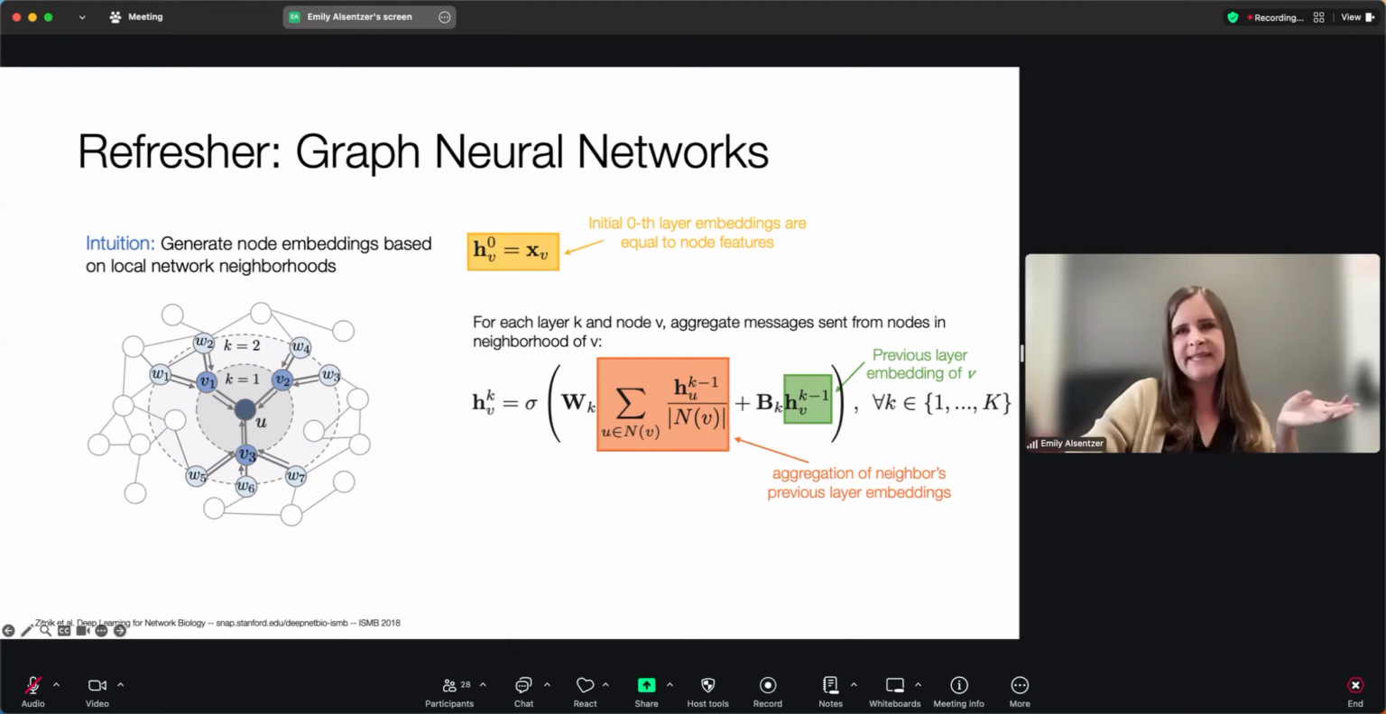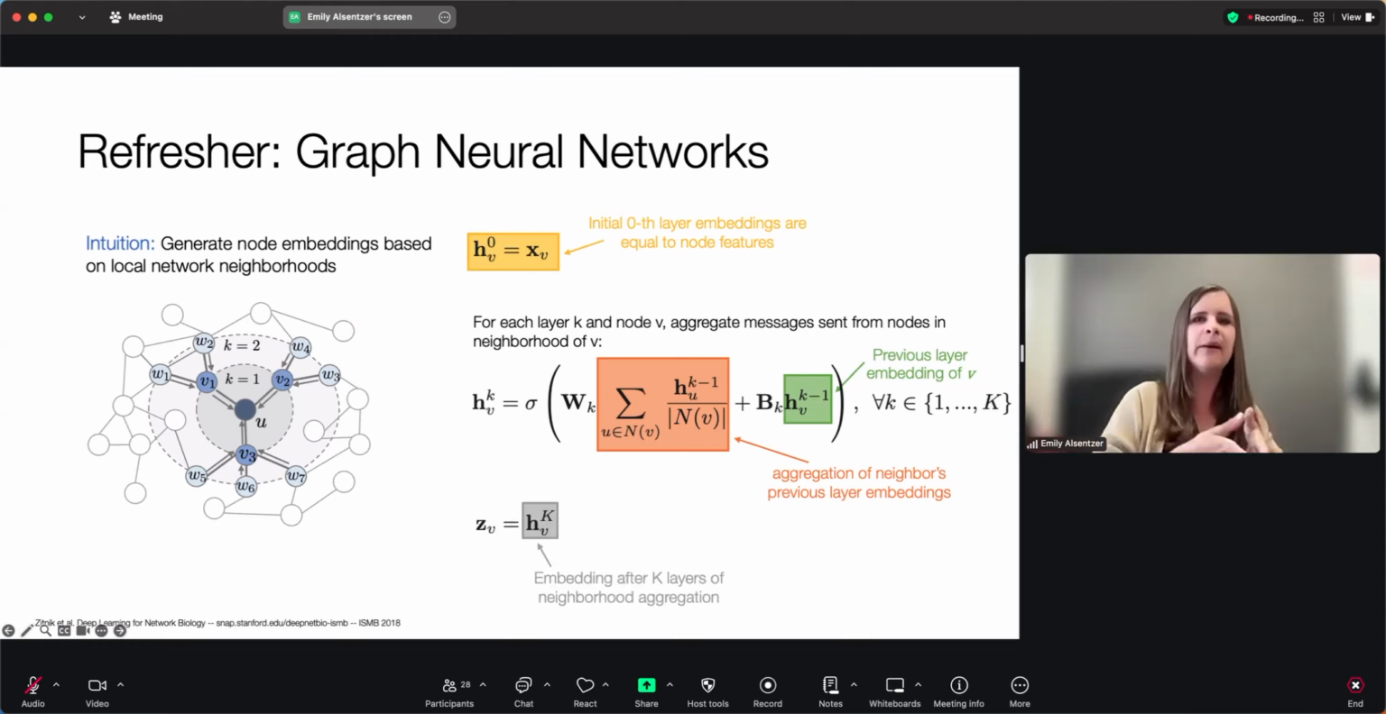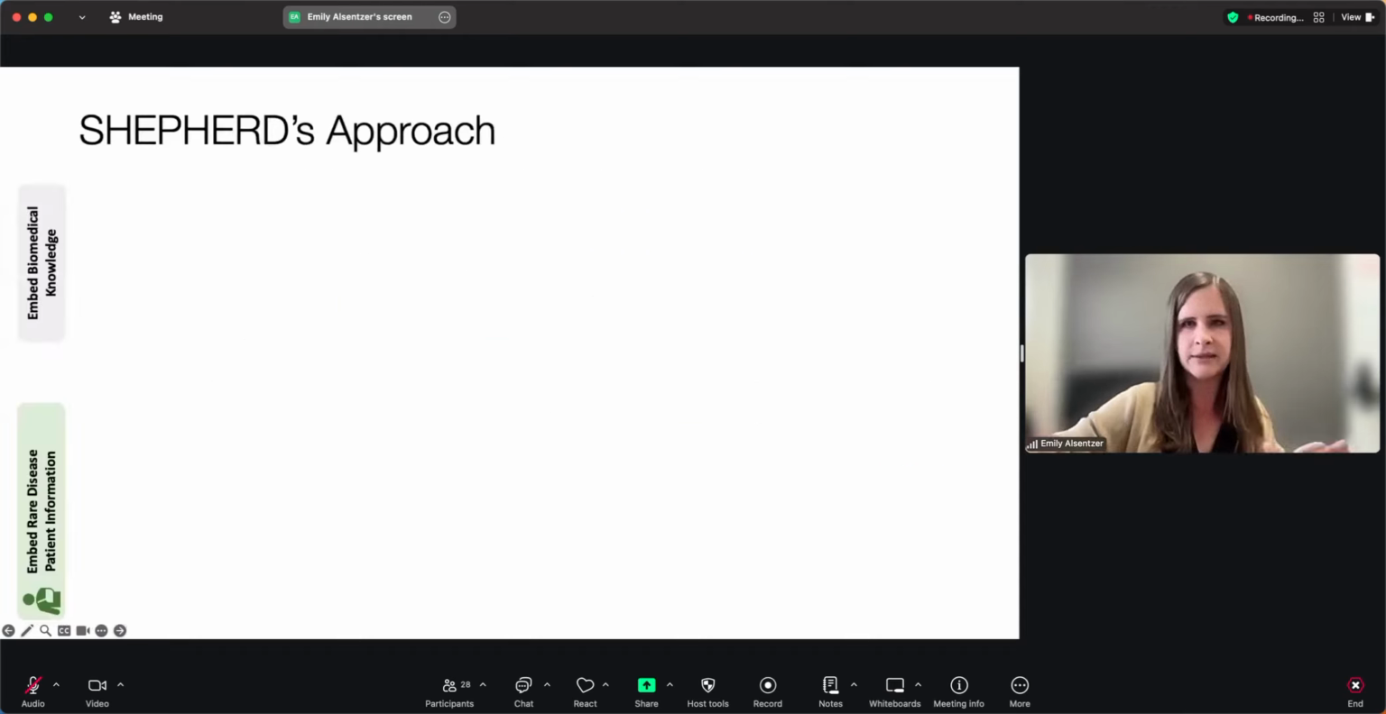So what this means in practice is that the final representation of any node V in the graph after K layers of the graph neural network depends on nodes that are at most K hops away in the graph. So each node's representation is informed by all of the neighboring nodes in that graph. Okay, so with that in mind, how does Shepherd work?